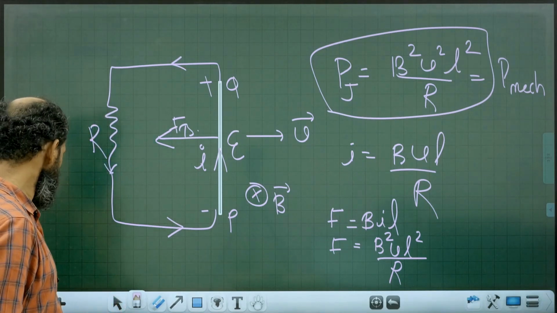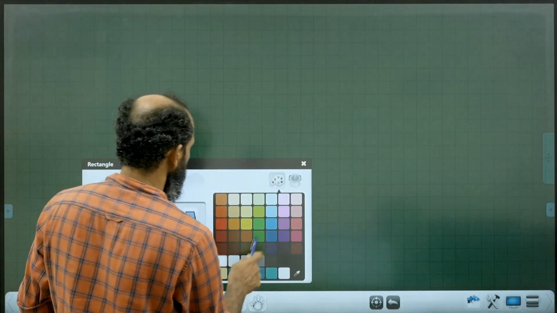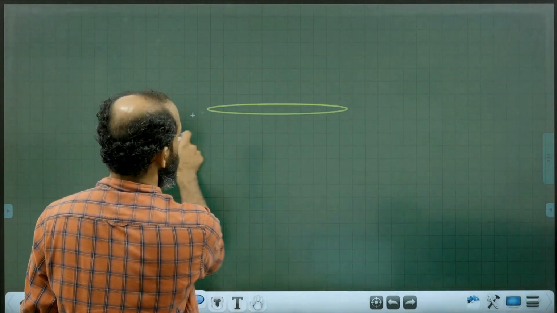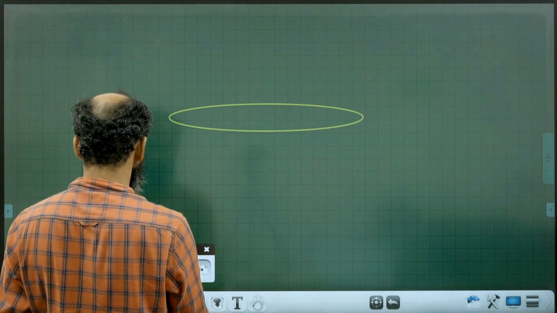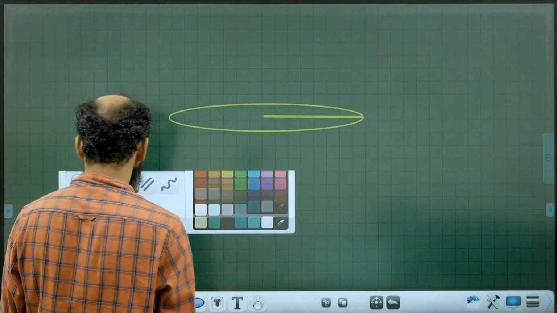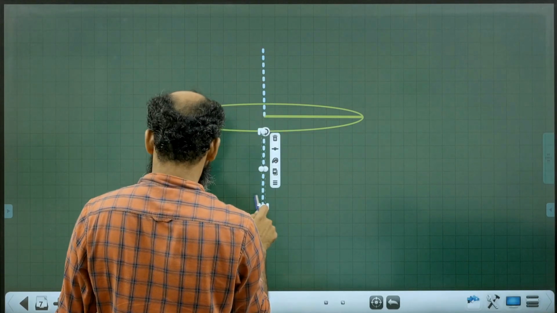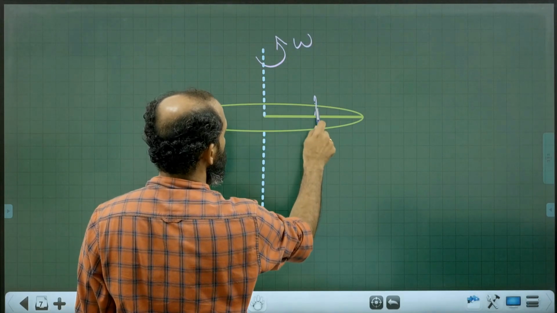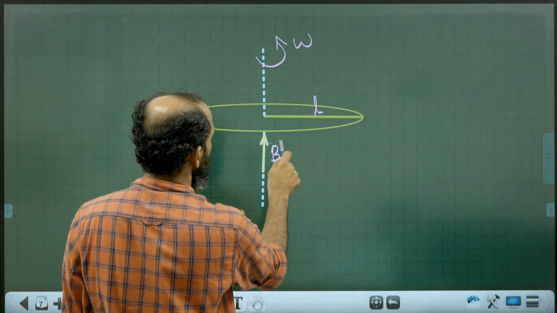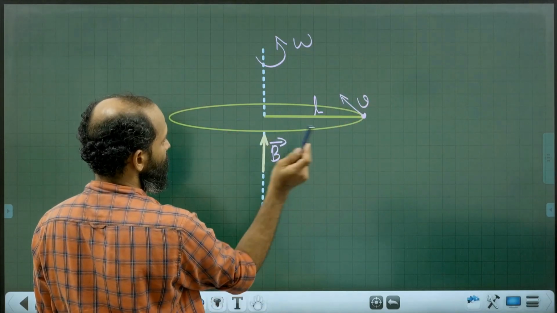That's very important. Now, motional EMF at the ends of a conductor rotating in a magnetic field. A conductor is rotating in a magnetic field about a vertical axis passing through its center and with constant angular velocity omega, the length of the conductor is L. The direction of the magnetic field is upward. This end has a velocity V at this instant. It rotates about that.